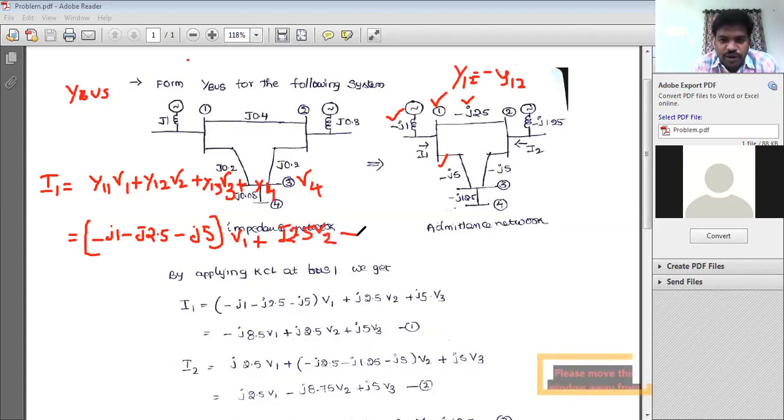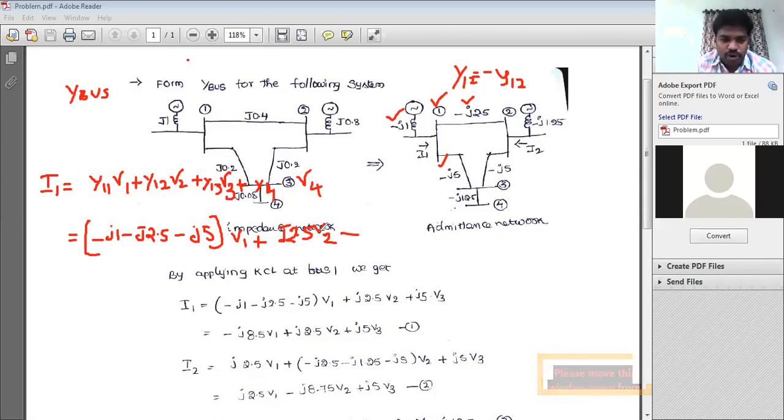Now what is the next one? Except for the self admittances, you need to consider the reverse sign for all mutual admittances. Mutual admittance is nothing but the admittance connected between the ith bus and the jth bus. That is the mutual admittance. But while calculating the self admittances, I'm not going to change the sign of that particular admittance, right?